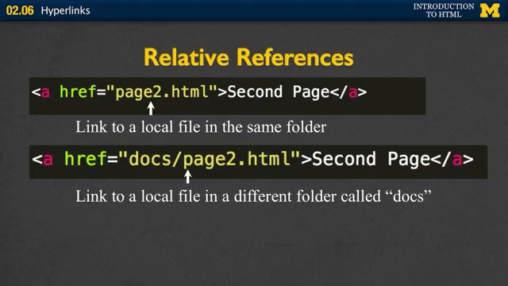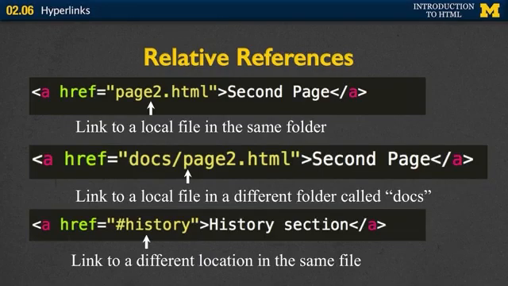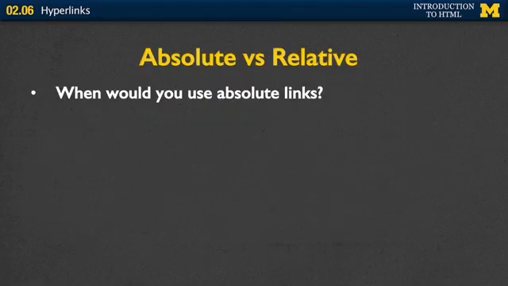The third way we can use a relative reference is what we call the ID tag. So when you have href equals #history, we're saying there is another location inside this same file and it's called history. All right.